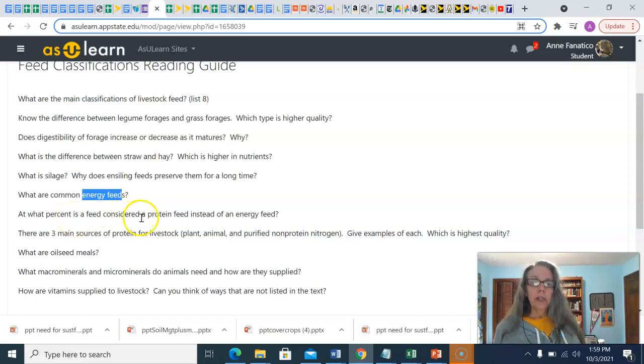And so we needed to look at, anything that's over about 18% protein is going to be a protein instead of an energy feed. And you don't want to feed protein for energy. That's an expensive way to feed animals. You feed protein for the amino acids. And there's plant, animal, purified, non-protein nitrogen.